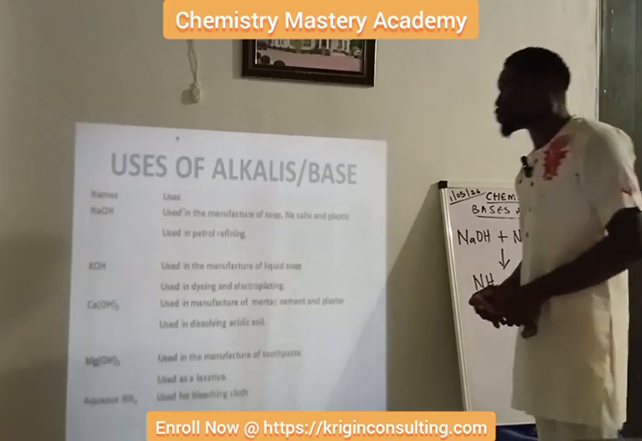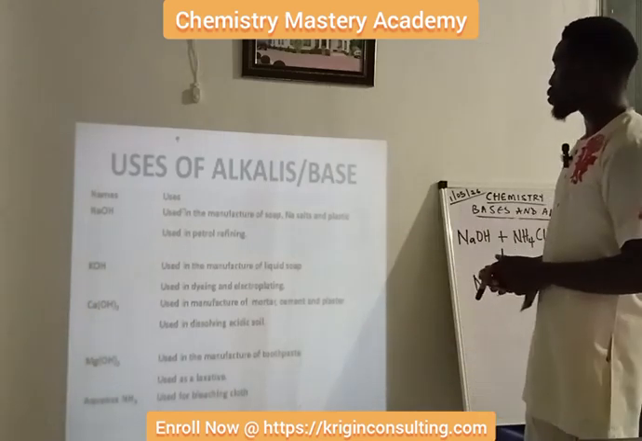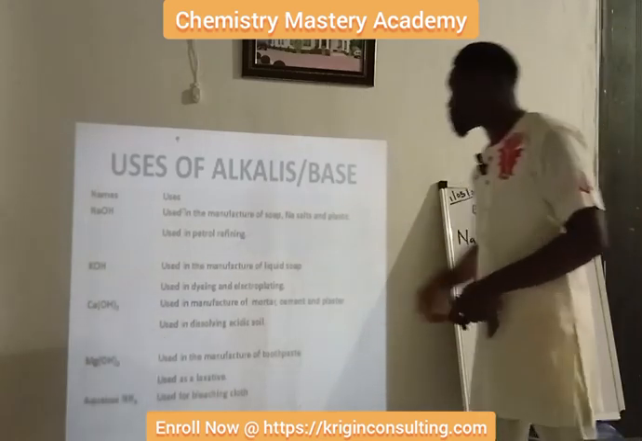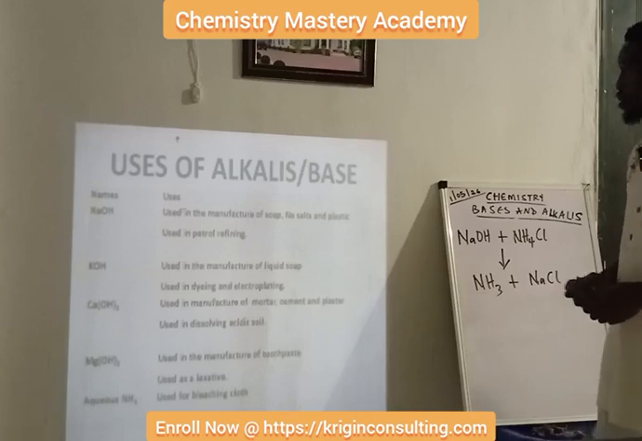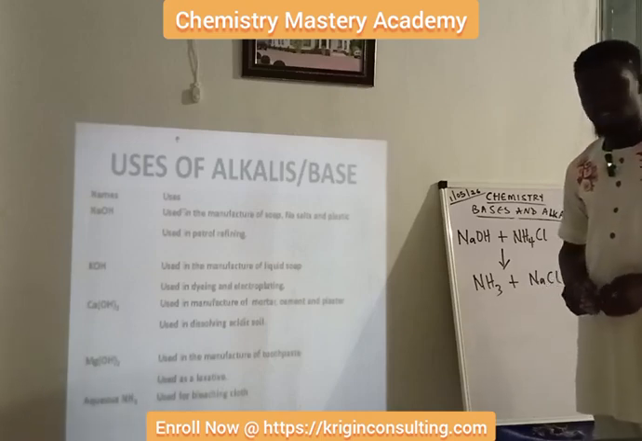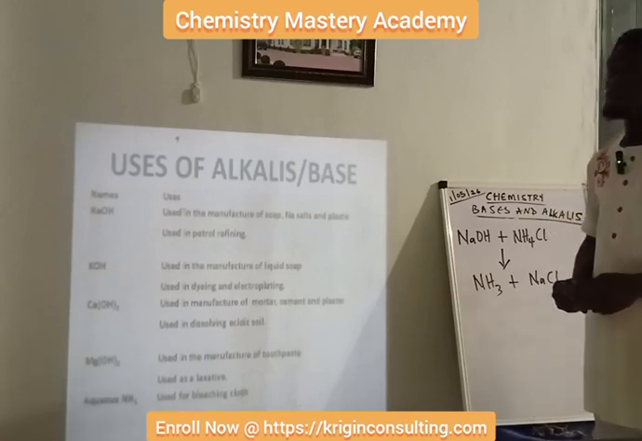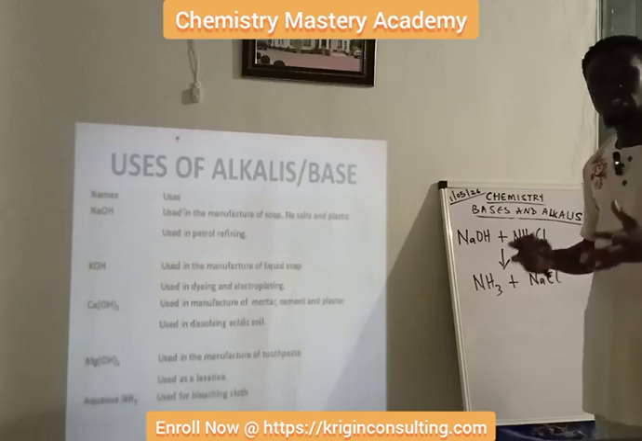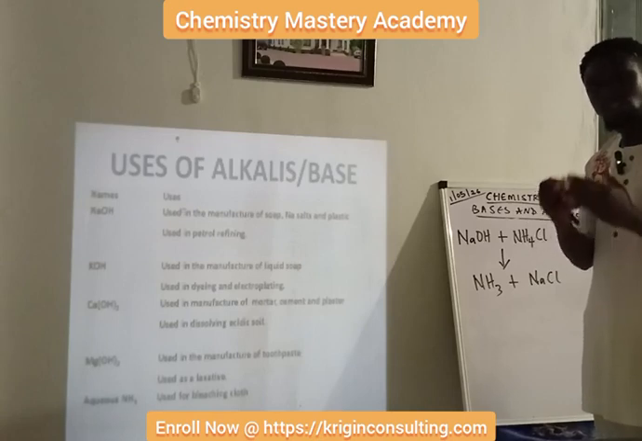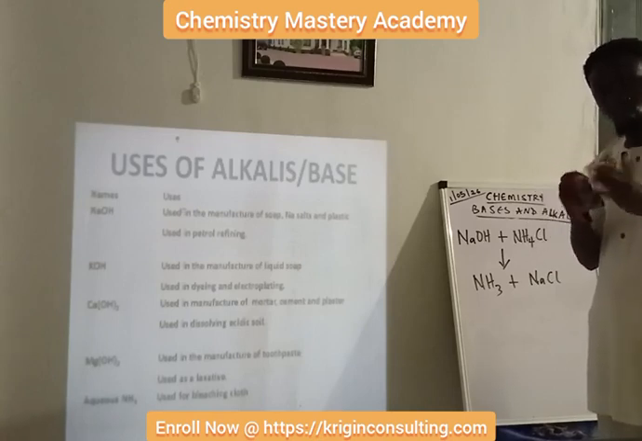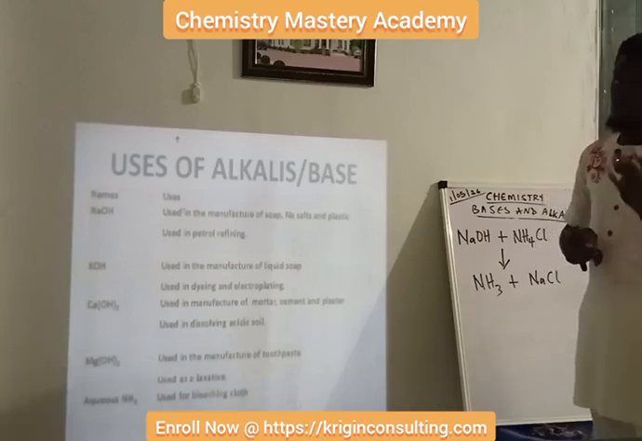Now, what are the uses of alkalis? Sodium hydroxide is used to make what? Soap. It is used to make sodium salt and is used to make what? Plastic. Sodium hydroxide can also be used for the refining of petroleum. So it's part of those materials that is used to refine petroleum to get out those different components that make up your crude oil. Then potassium hydroxide is used in the manufacture of liquid soap.